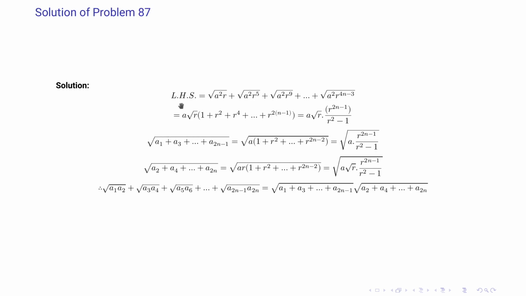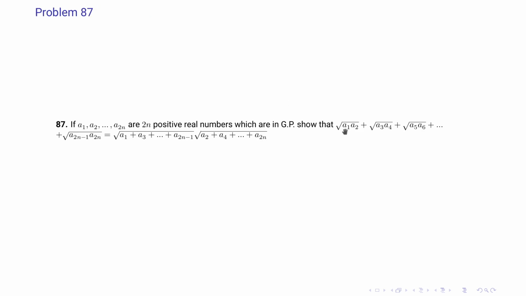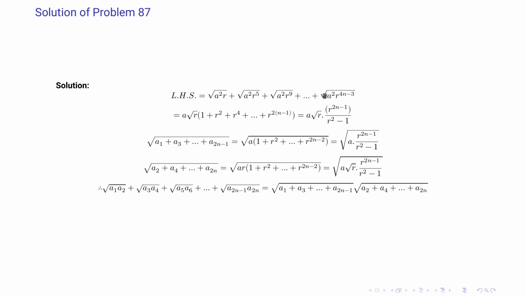So we first take the left hand side. Our expression becomes square root of a square r plus square root of a square r^5 plus square root of a square r^9. If you see, a1 is a and a2 would be ar, so a square r. a3 would be ar square and a4 would be ar cube, so it is a square r to the power 5. And similarly, this would be a square r to the power 9. That is what is written here.